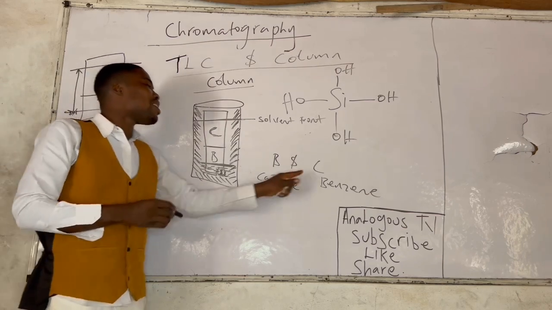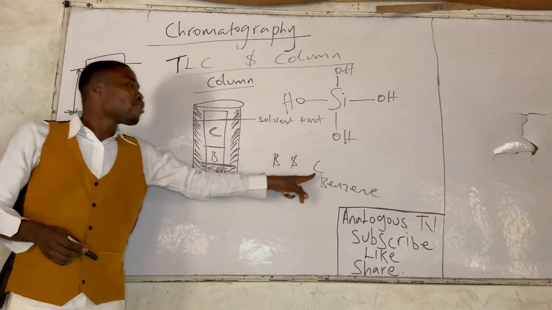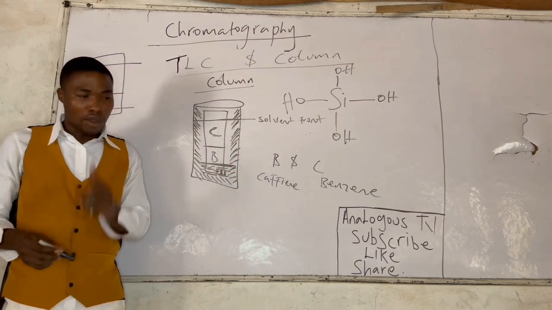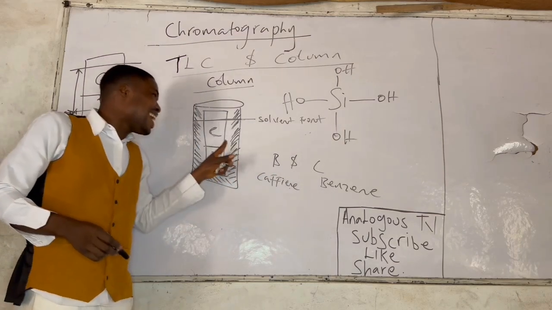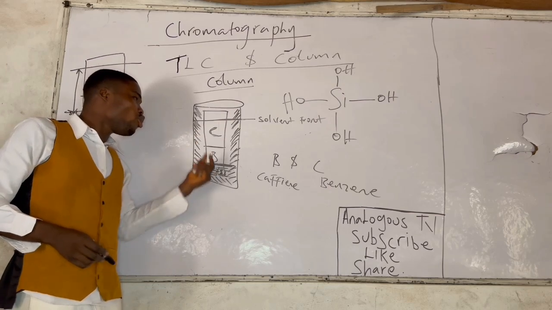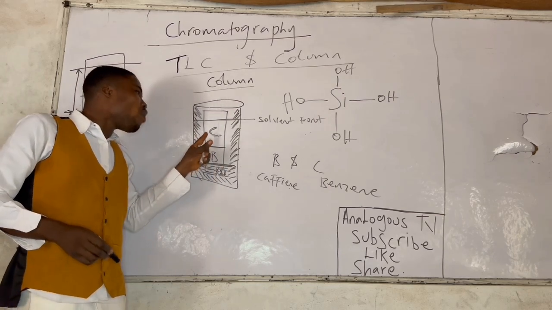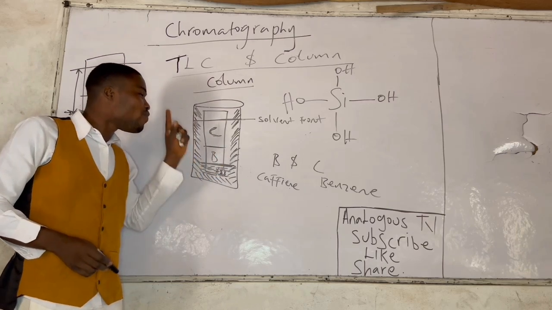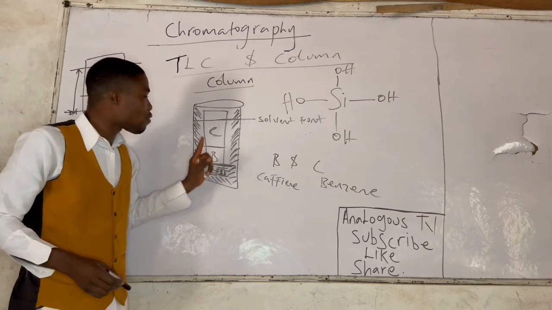Why does C travel a further distance? Because C is less attracted to the silica gel. Why is C less attracted to the silica gel? Because C is non-polar and silica gel is polar. So the separation in column chromatography is based on the polarity of the stationary phase. Polarity plays a big role in column chromatography.